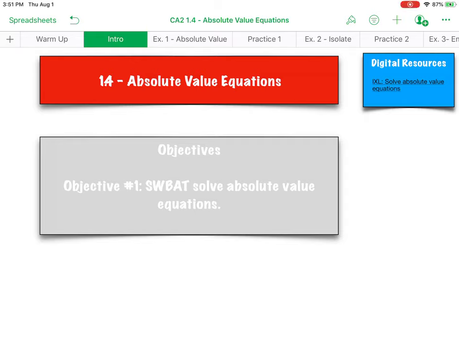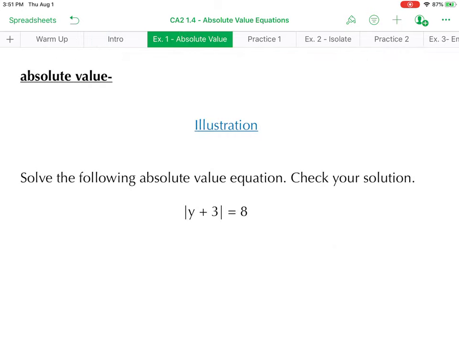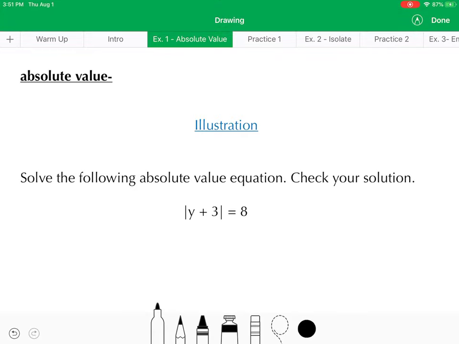In section 4 of chapter 1, we're going to be moving to some more specific types of equations and absolute value equations. So that's our sole objective today, is to be able to solve absolute value equations. Okay, recall the definition of the absolute value of a number.